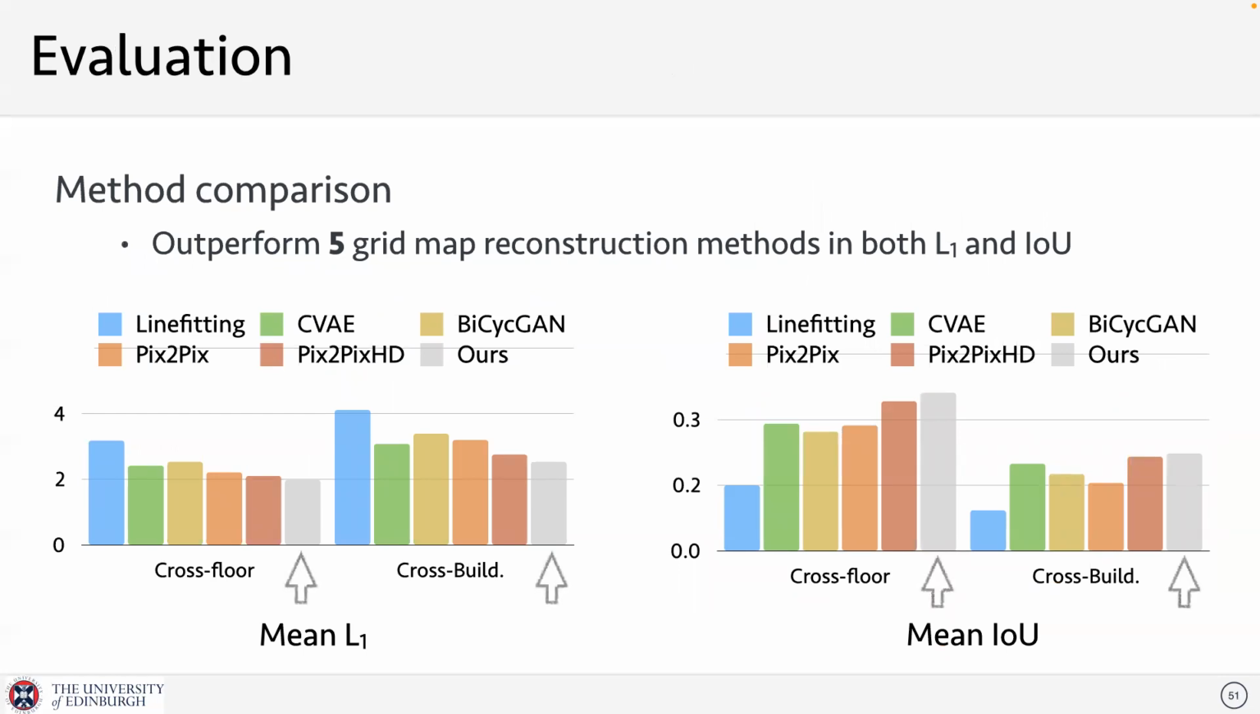Okay, let's see some results. We compare our method to a wide range of baselines, including traditional mapping methods with line fitting, as well as different neural networks that have been heavily used in image and map reconstruction. As you can see, no matter what metric you want to use here, either L1, which is the smaller the better, or the intersection over union metric, which is the larger the better, our method consistently achieves the best performance against all prior baselines.